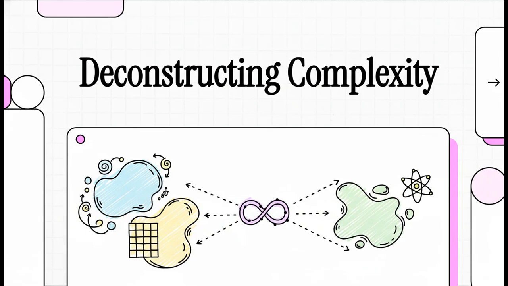All right, let's dive in. Today, we are going to deconstruct complexity itself. We're going to look at three gigantic, seemingly unrelated systems, an operating system, a symphony, and the entire structure of science, and try to find the one powerful pattern that explains how they all actually work.